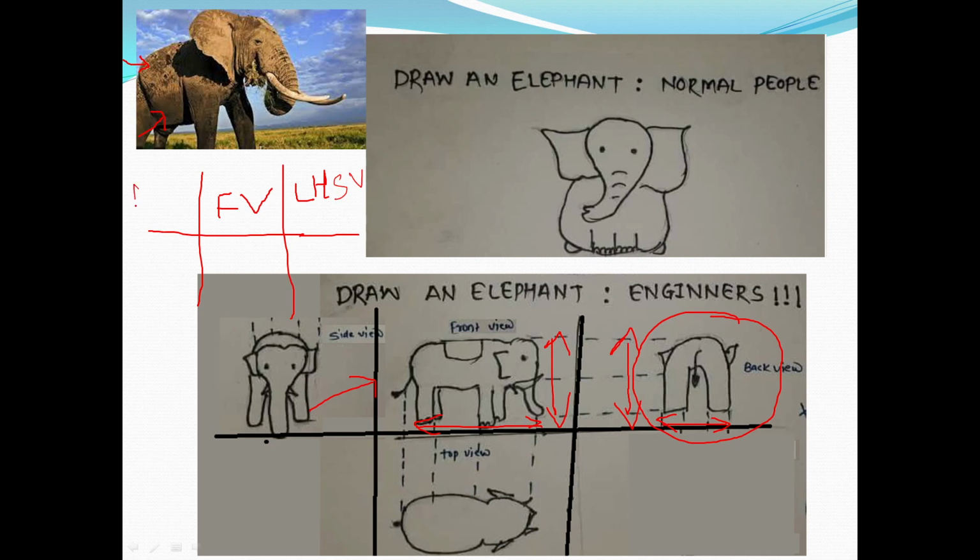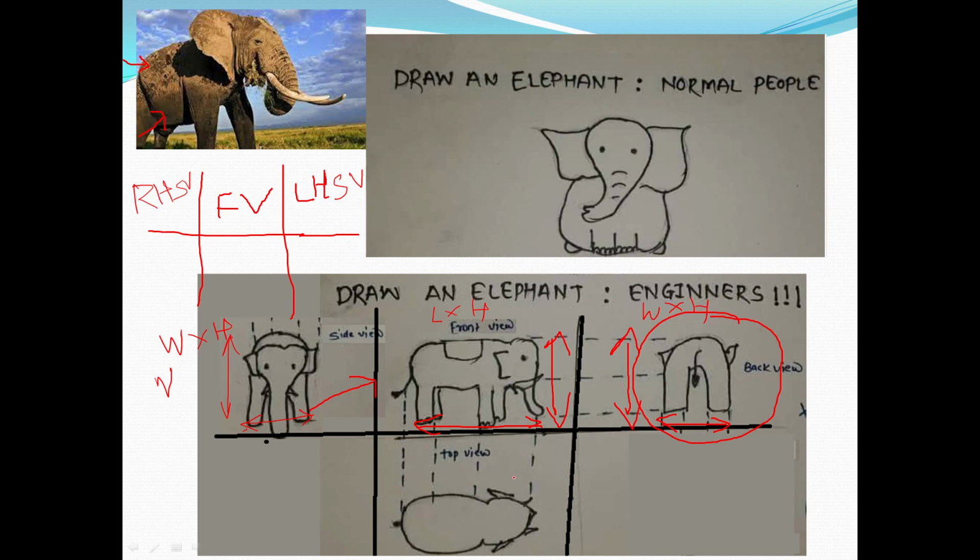On this side, we get the right hand side view, and for the right hand side view, what do we require again? This is the width, and this is the height. Width into height. So here we require width into height. Here we require length into height. Here we require width into height.